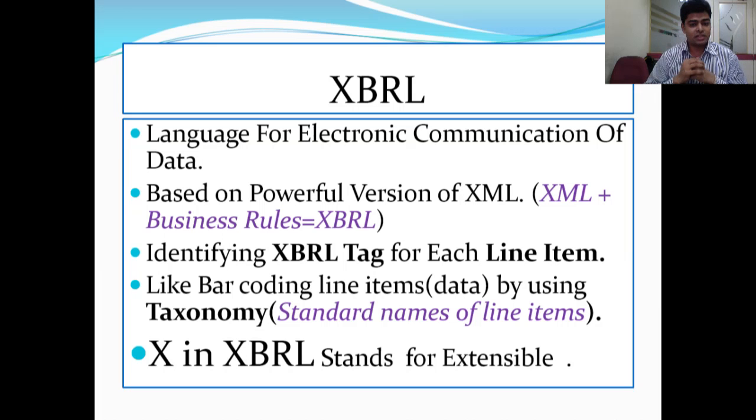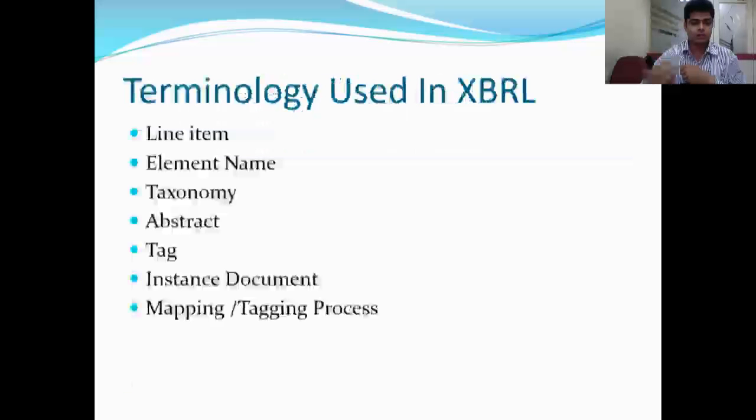So first we will discuss the technical terms used in XBRL. What is a line item, what is an element name, what is taxonomy, what is abstract, what is an instance document, what are the mapping and tagging processes. Once we go through all the terminology used in XBRL, the process is very easy, because the material is readily available on the websites or on the MCA website. You have to tag the line item with the element name, and the resultant output is the instance document.